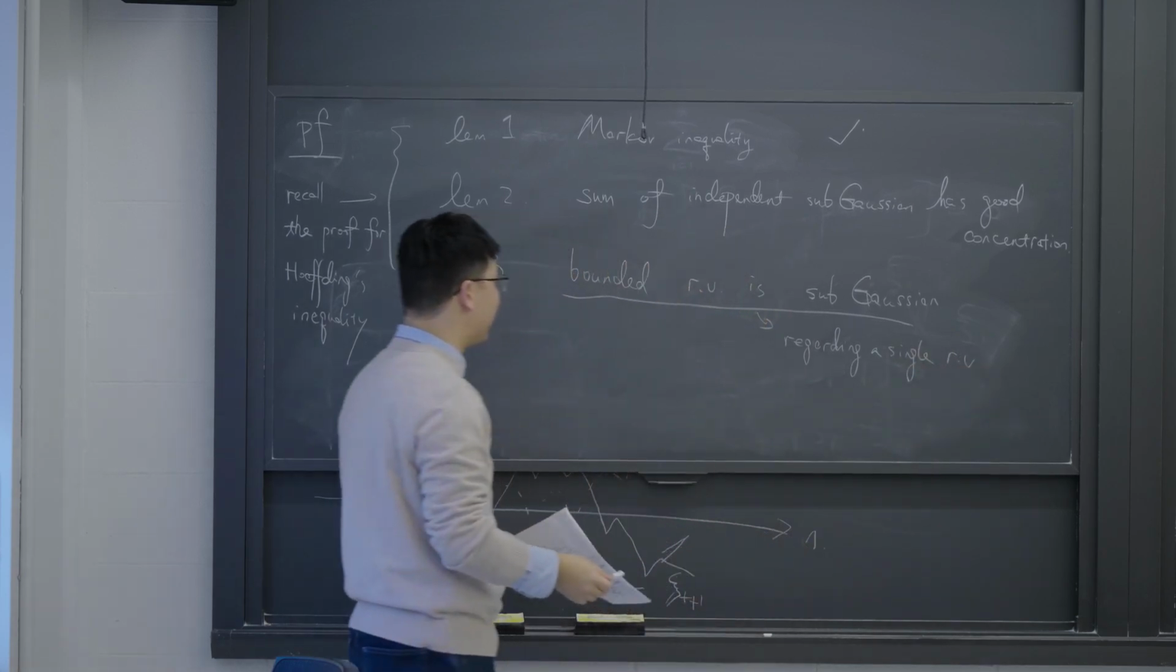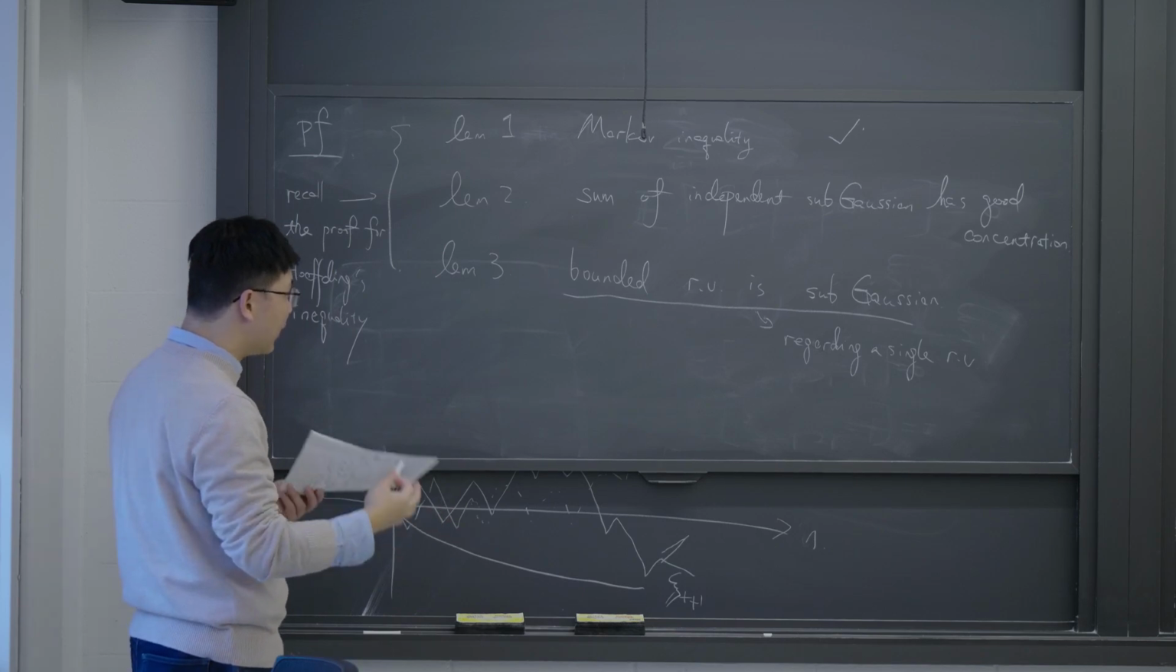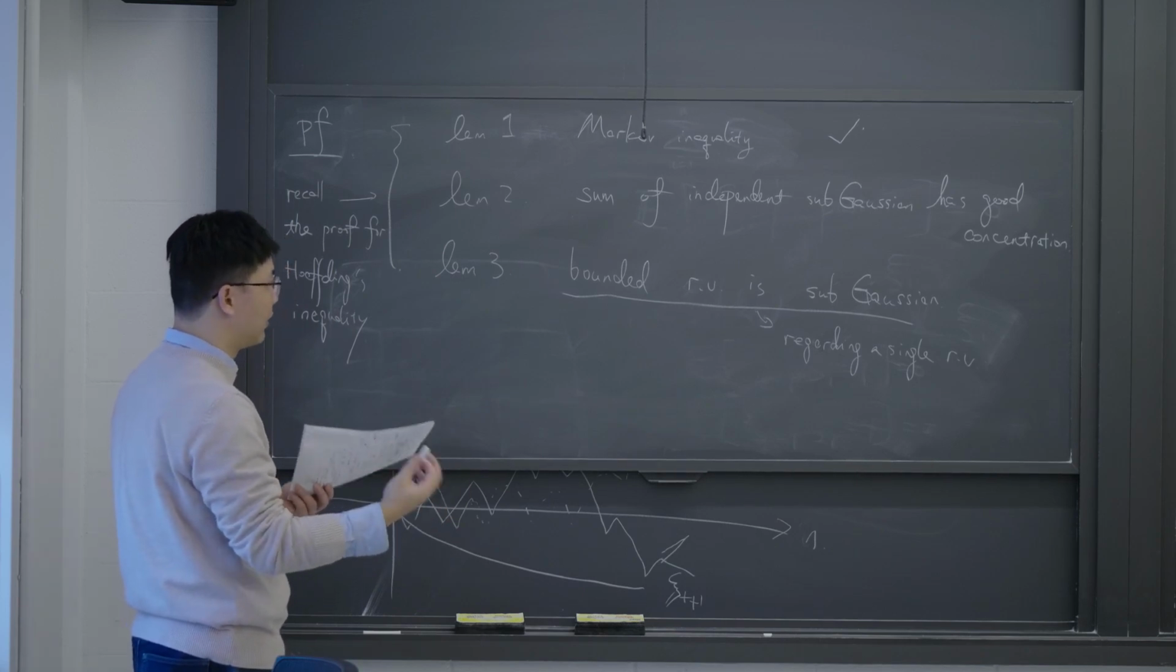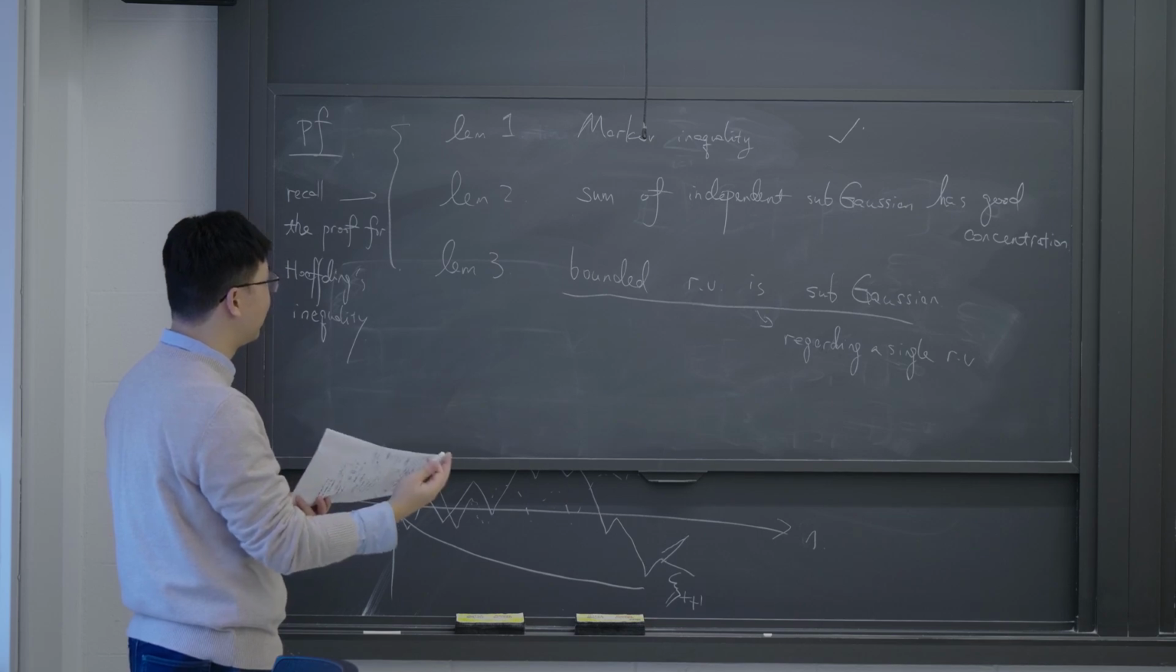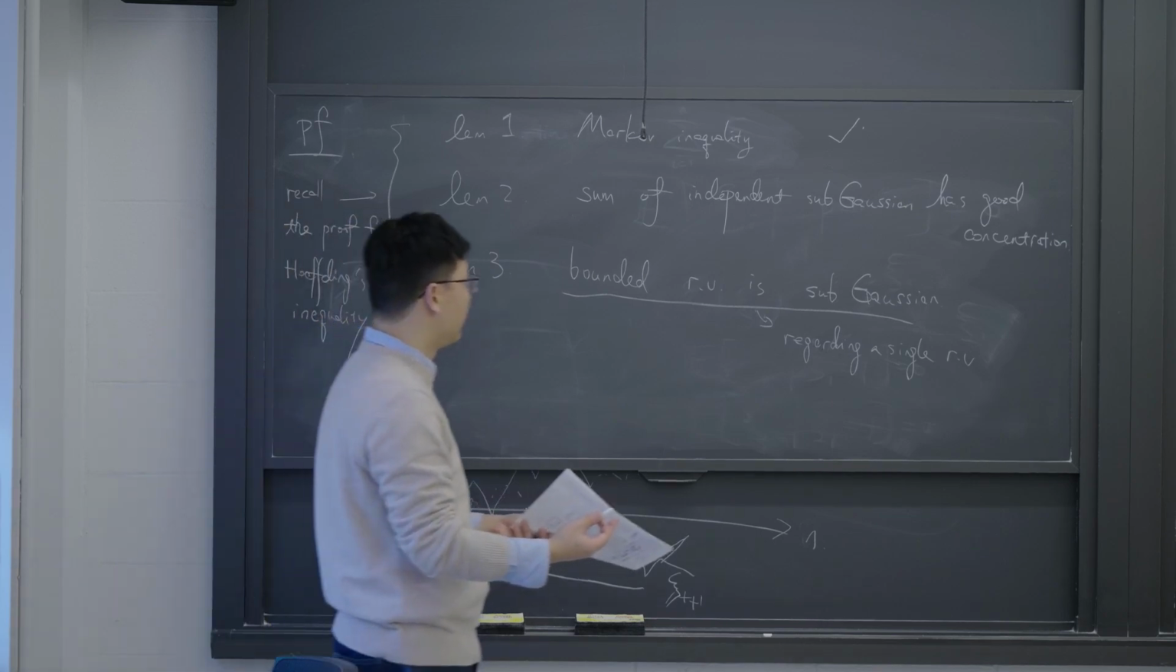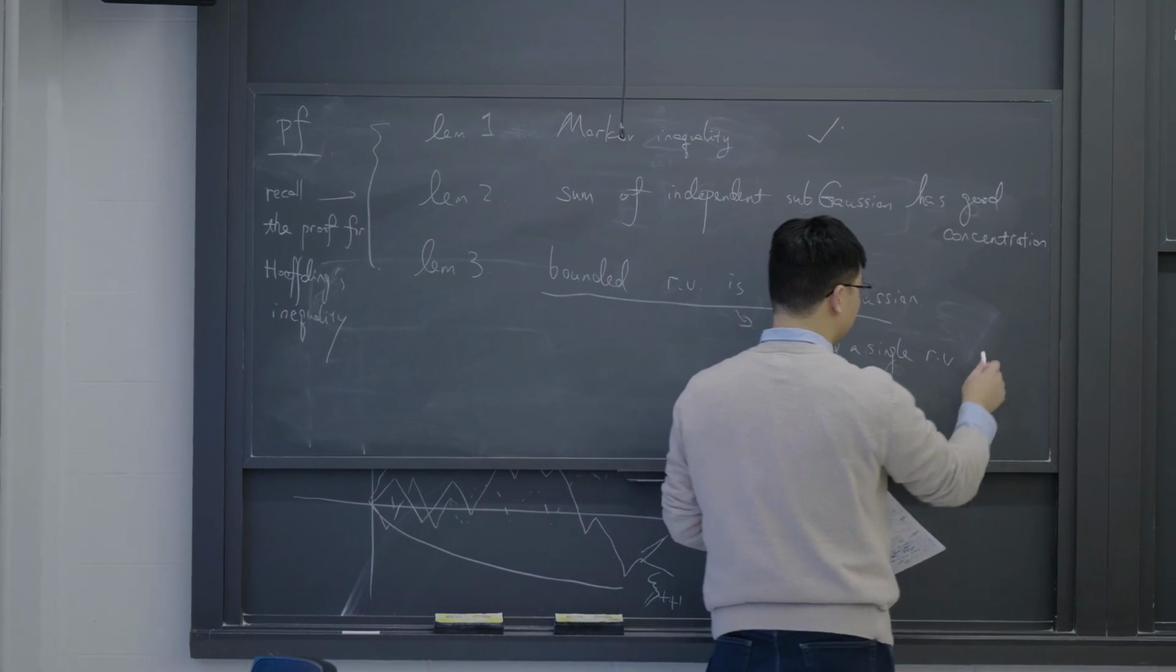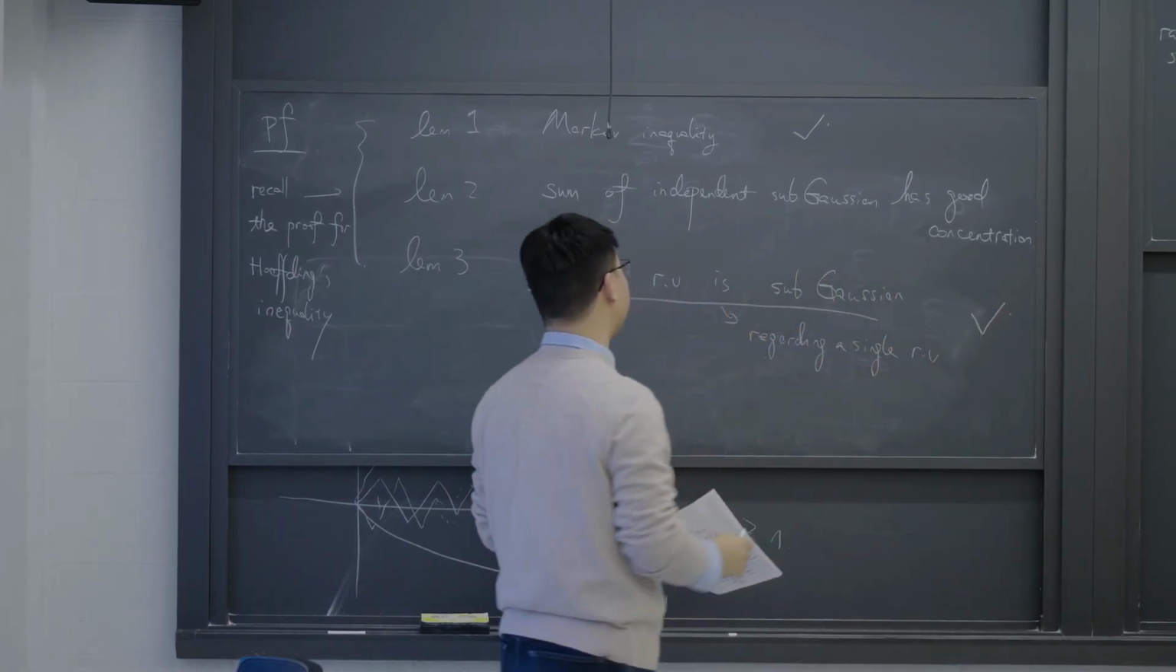So this lemma actually has nothing to do with whether it's independent or whether it's a Martingale difference. All it says is for a single bounded random variable, it is sub-Gaussian. So this one we actually also do not need any modification. We just directly use the same lemma.